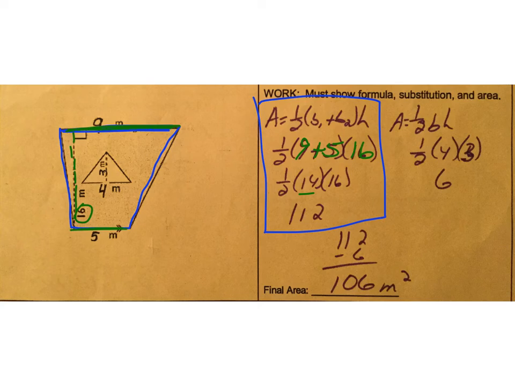112. Okay, now we got to find the area of that triangle so we can get rid of it because we're cutting it out. It's layered on top of there. So that's a 4 by 3 and 1/2 because it's a triangle, so it's 6. 112 minus 6 is 106 square meters.